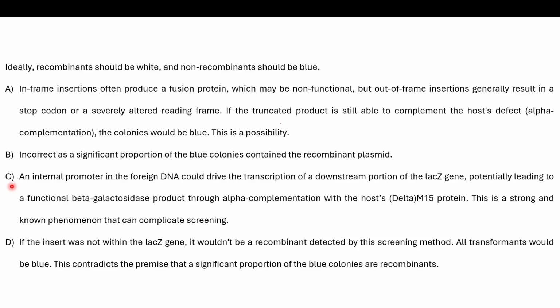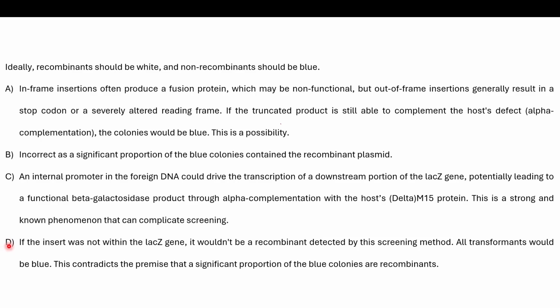Again, the third option said that an internal promoter in the foreign DNA that we are inserting could drive the transcription of a downstream portion of the lacZ gene, potentially leading to a functional beta-galactosidase product through alpha complementation with the host's delta M15 protein. This is a strong, known phenomenon that often happens in regular laboratory and experimental scenarios, and it can complicate the screening process.